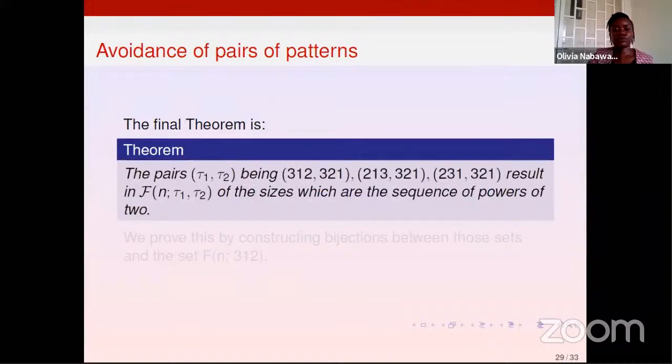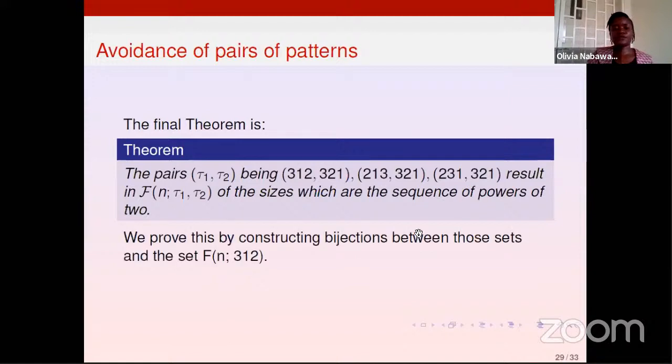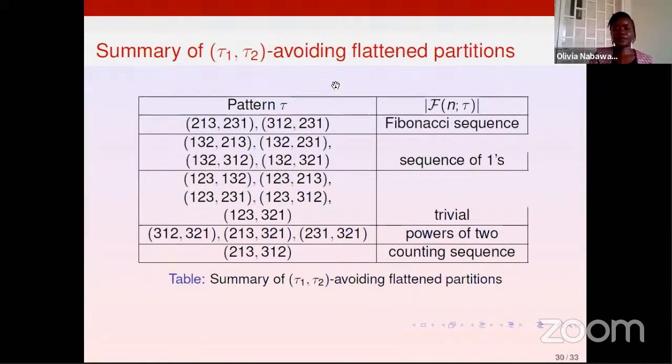And the final result is considering these pairs, which gave us the counting sequence as a power of 2. And remember, when we were looking at 2 1 3 avoiding and 3 1 2 avoiding, we saw that those two sets are counted by a power of 2. So to prove this, we just constructed bijections between each of these sets and the set of flattened partitions avoiding the pattern 3 1 2. And this is the summary of the resulting sequences from avoidance of two patterns in flattened partitions. We have the Fibonacci sequence, powers of 2, these are the most interesting, and then the counting sequence.